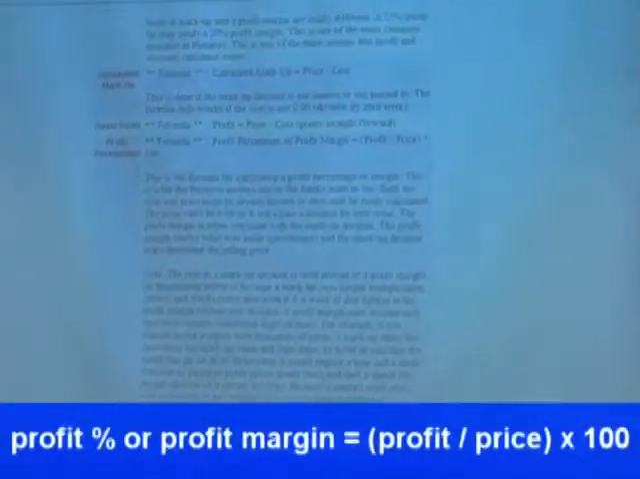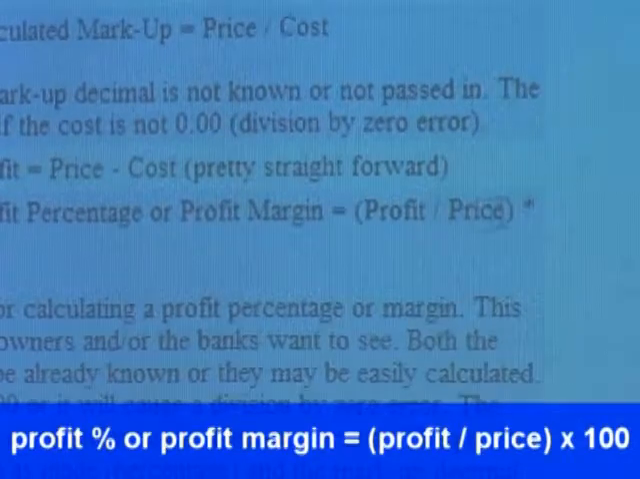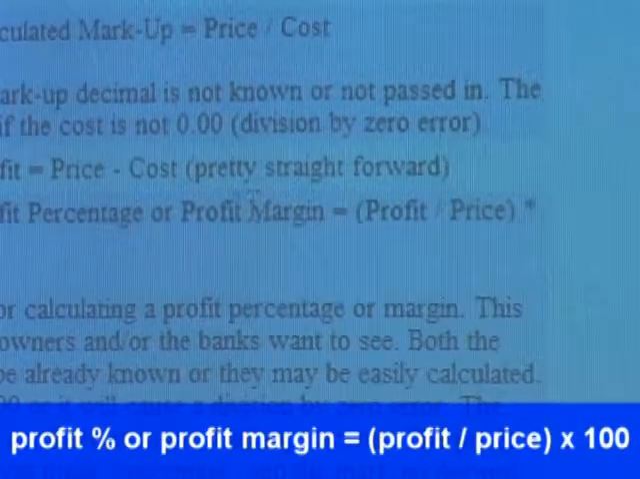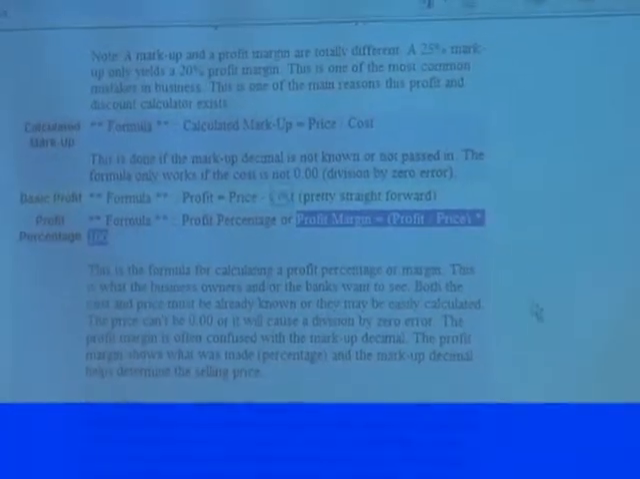Here's what it is right here. By the sale price. Profit percentage, or your profit margin, equals profit divided by price times 100. This is your formula right here. Your profit percentage, or your margin, is this guy. And your price is specifically the selling price.